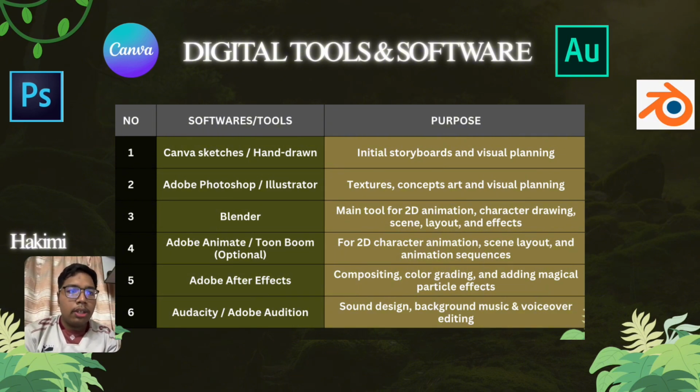Next we use Adobe Animate or Toon Boom for 2D character animation, scenes, layout and animation sequence. Then we use Adobe After Effects for compositing, color grading and adding magical particle effects. Lastly, we use Audacity and Adobe Audition for sound design, background music and voiceover editing.